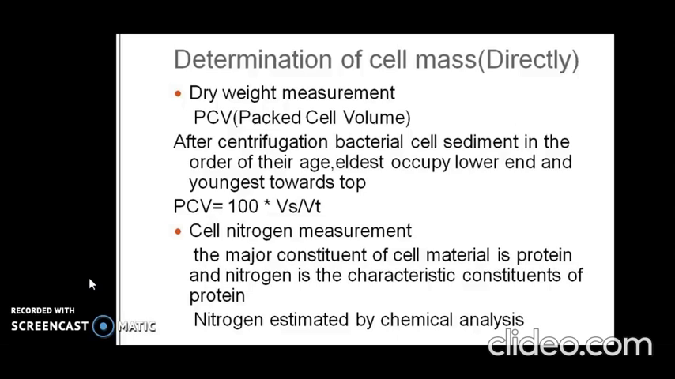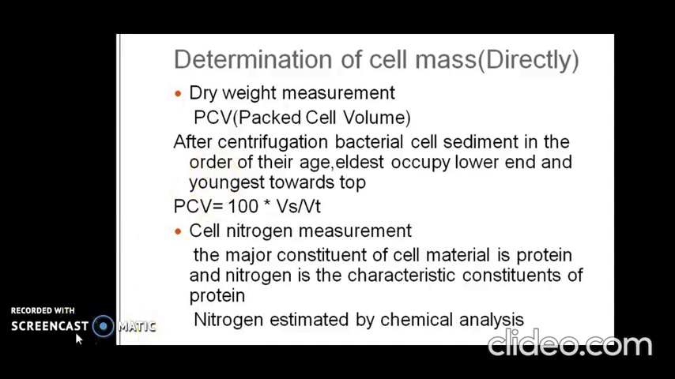It is usually used to determine the red blood cell mass, and after centrifugation, RBC sedimentation in the tubes will occur in order of the cell age. Microbial load in a suspension can also be measured in PCV or packed cell volume.